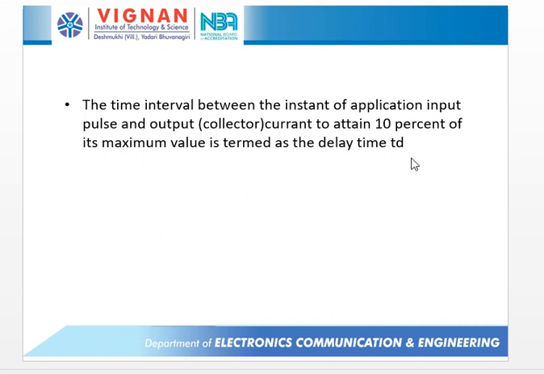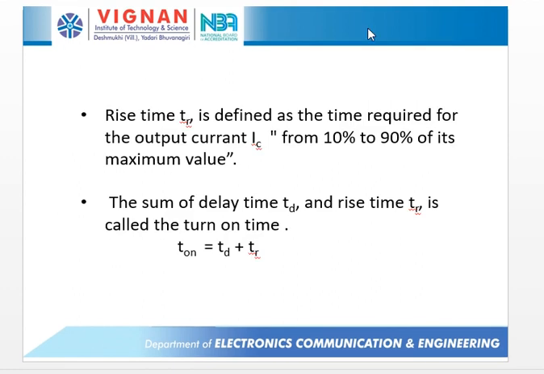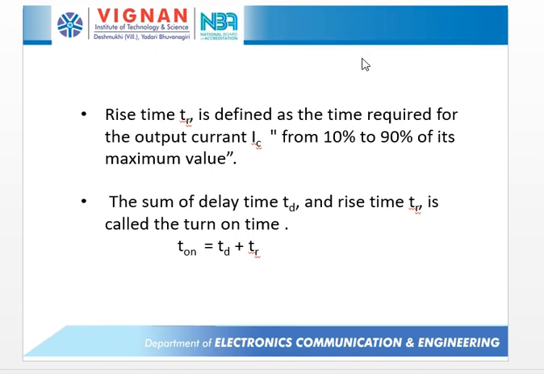Once again, we will define our switching times. Actually, we have four switching times: delay time, rise time, storage time, and fall time. What is delay time? It is the time taken to attain 10% of its maximum value. Rise time is the time required for the output current IC to go from 10% to 90% of its maximum value. The sum of these two times is known as turn on time or transistor on time.